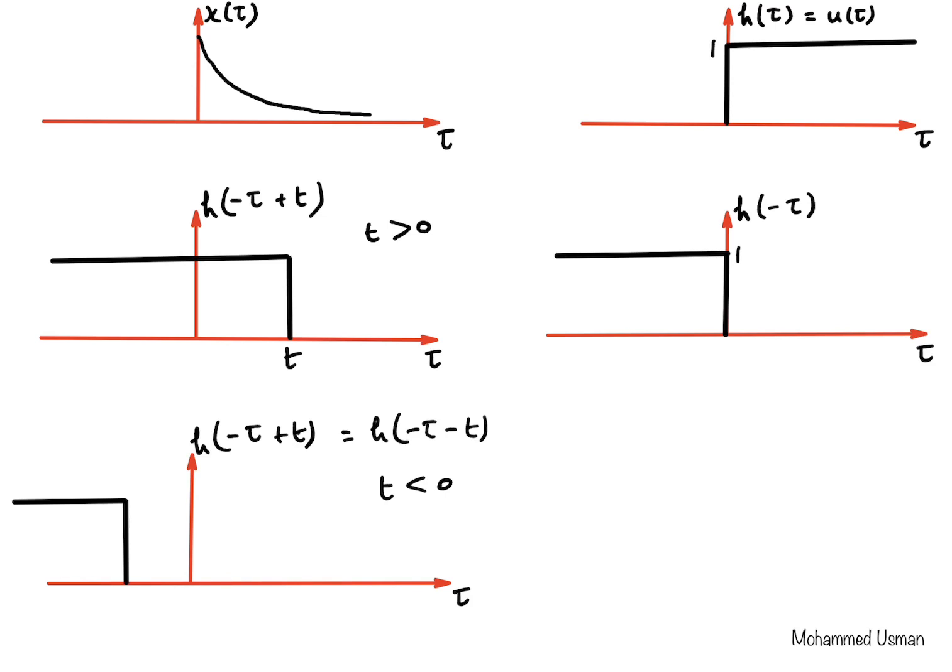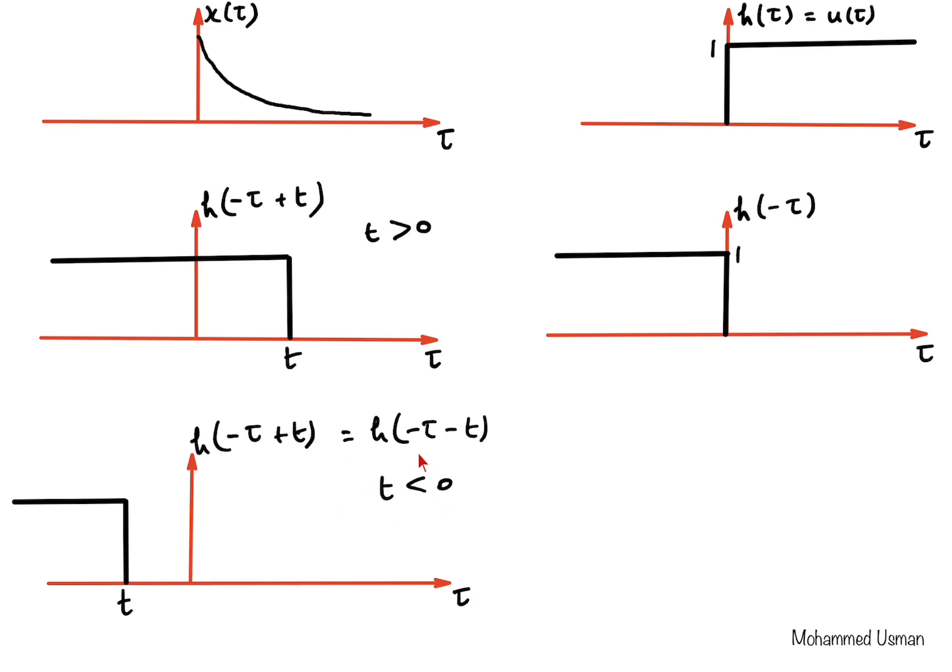Okay, it is shifted to the left by t, so that means it will end up at some minus t over here. So what we have here is the shifted versions of the impulse response. That's our original impulse response, that's the time reversed version of the impulse response, and that's the time reversed and shifted version of the impulse response. And we have the shift depending on two particular cases, for t positive and for t negative.